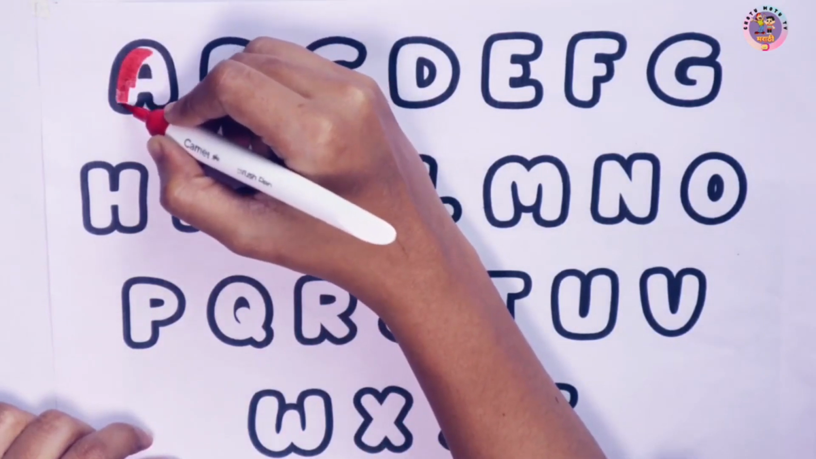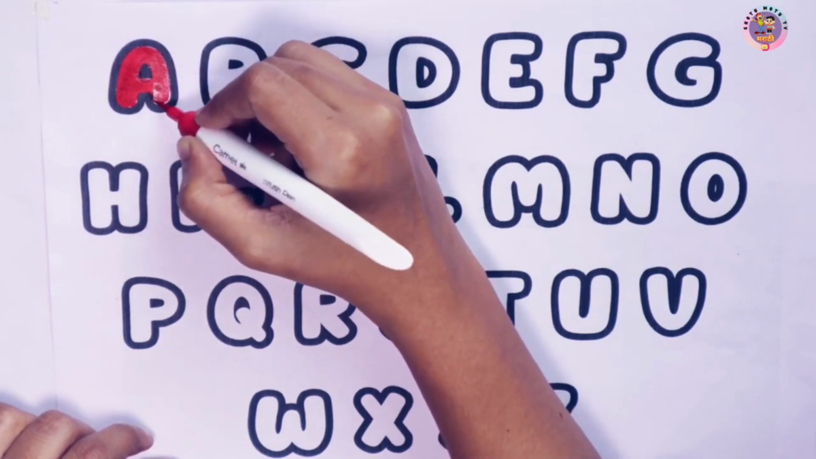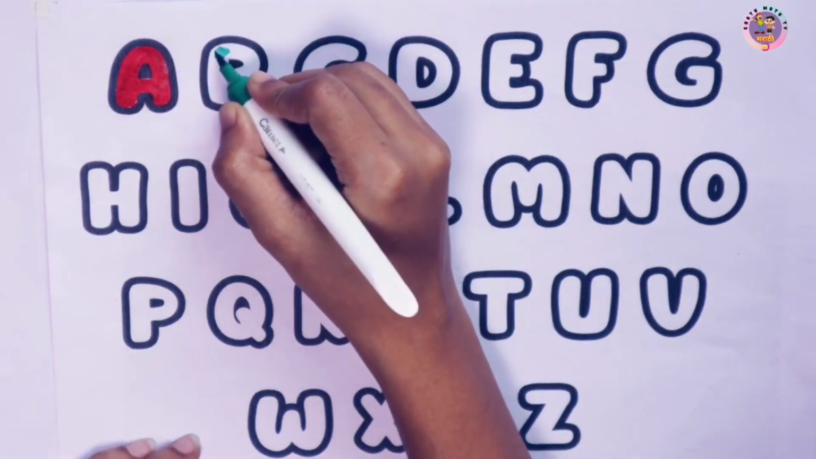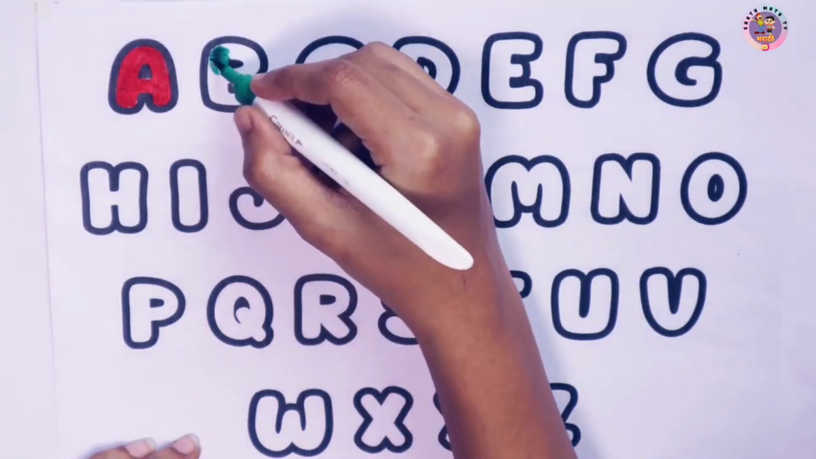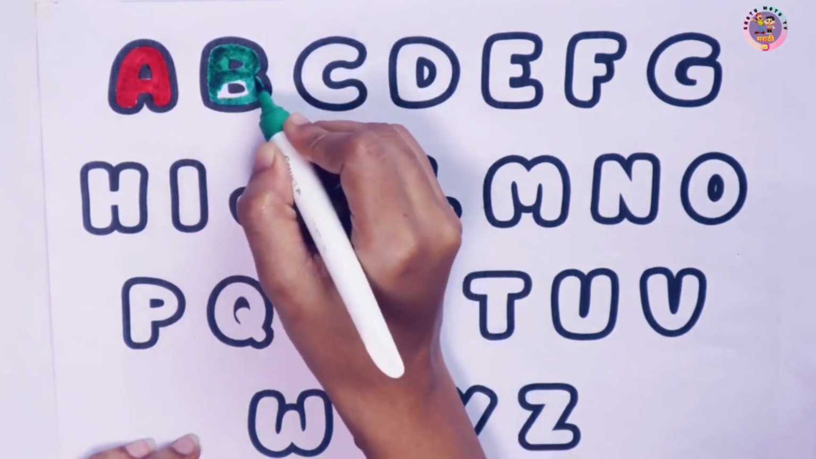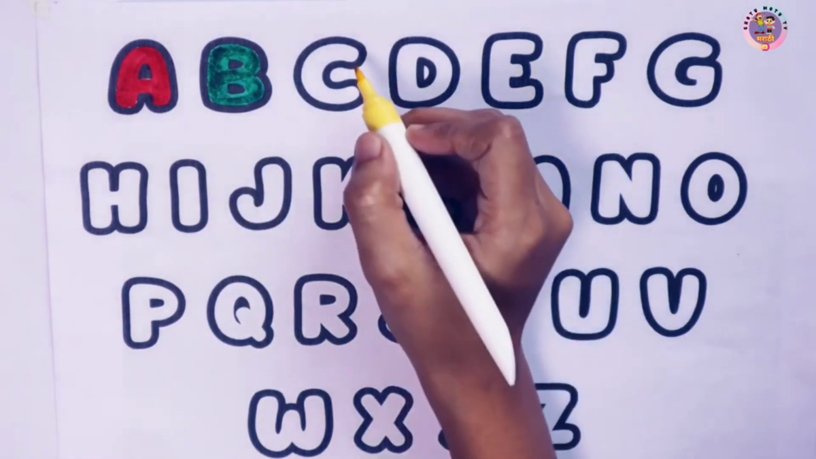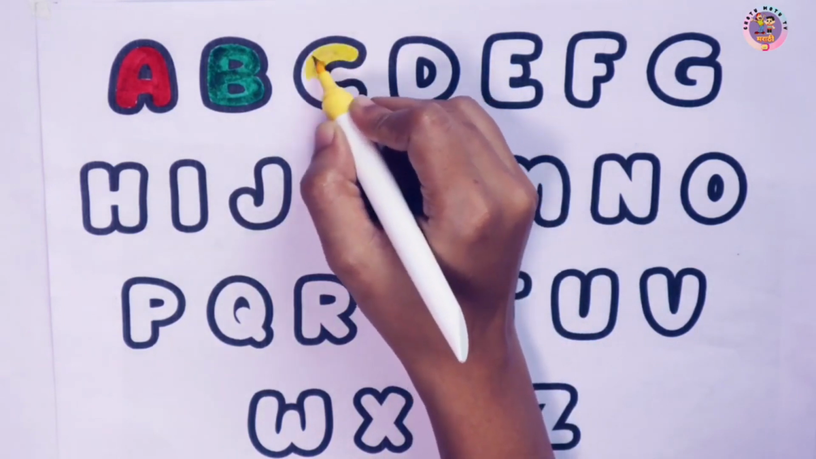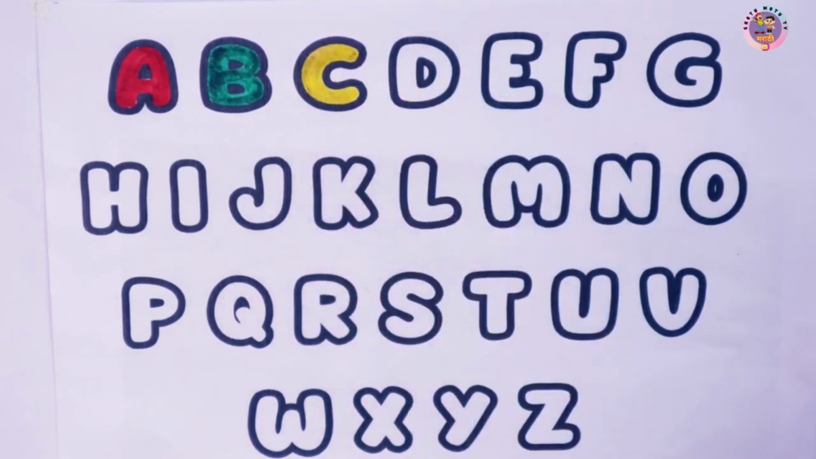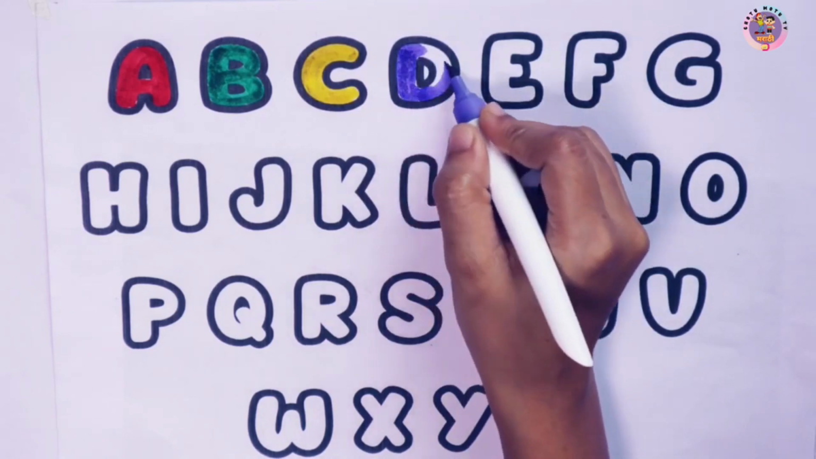A. A for apple. B. B for basket. C. C for cat. D. D for doll.